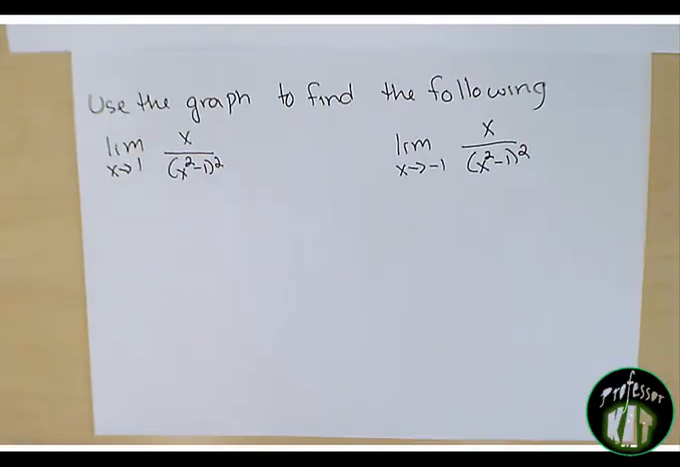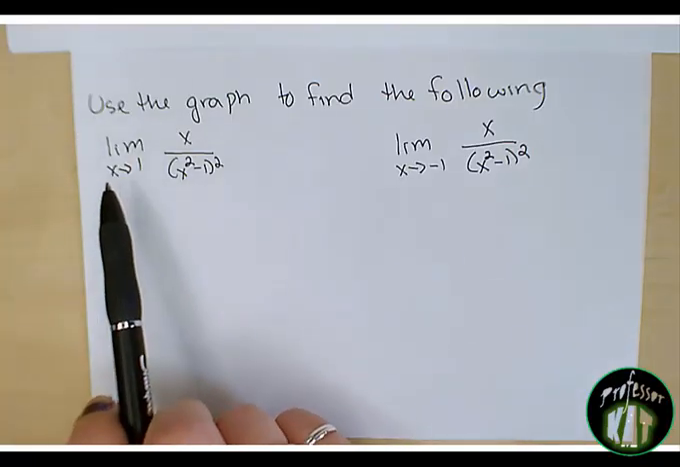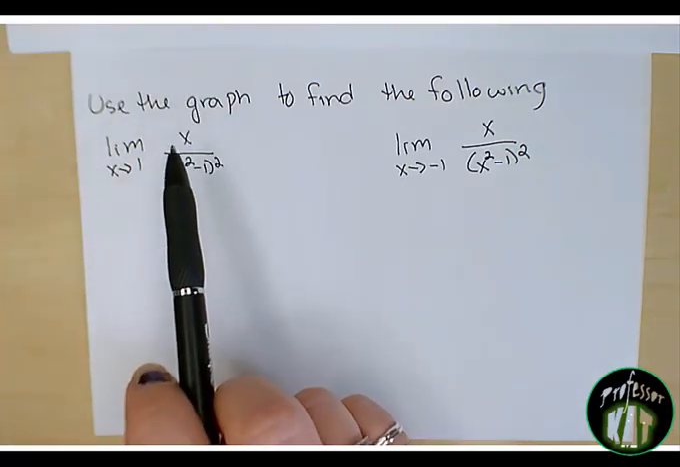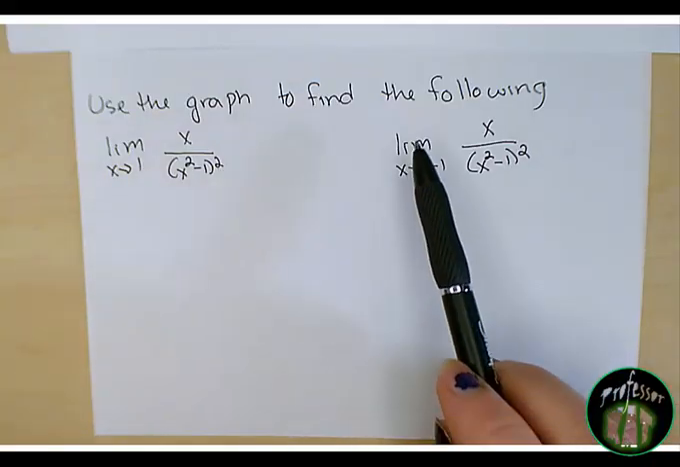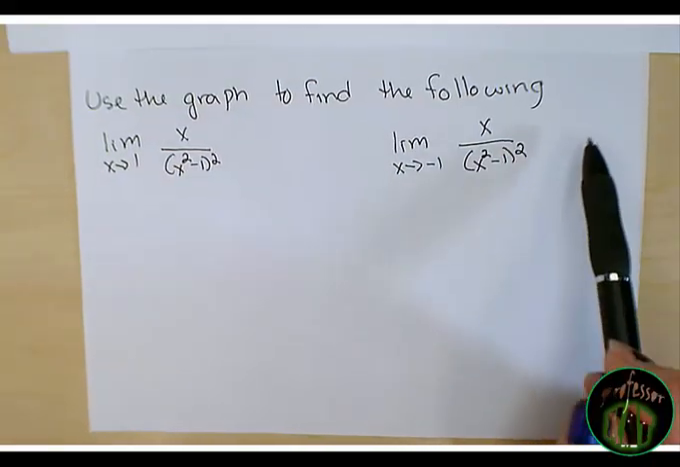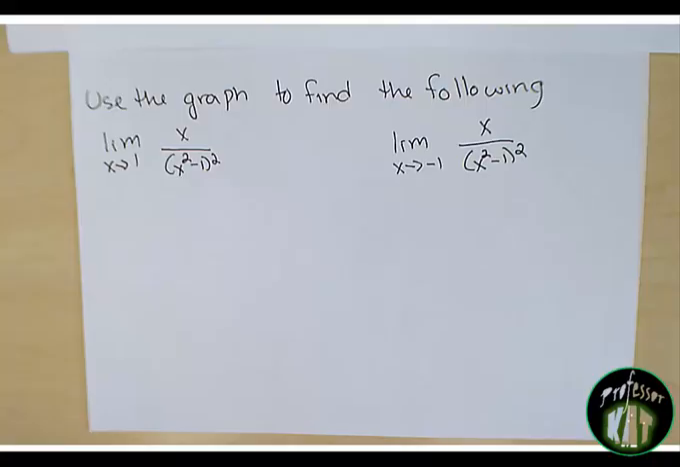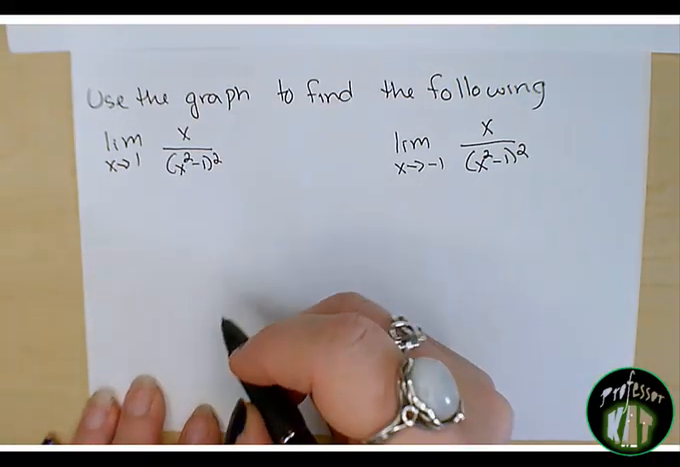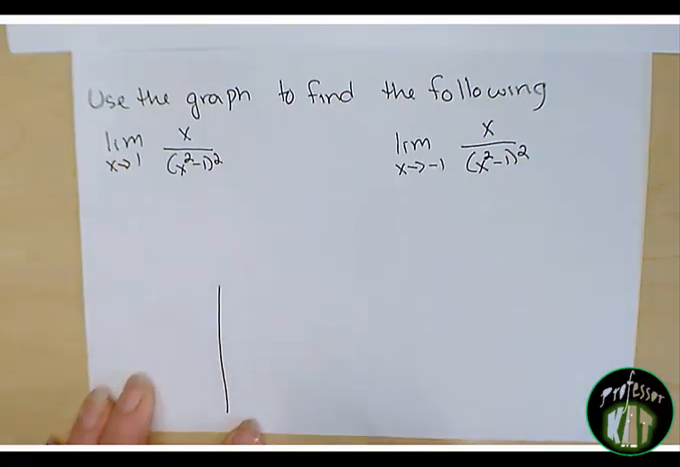Okay, so let's take a look at another example here. So let's use the graph to find the following. So we're going to find the limit as x approaches 1 of x over (x squared minus 1) squared, right? And then the limit as x approaches negative 1 of that same function. So for this problem, they want us to use the graph to help us find the limits. So that means that we want to be able to graph this thing, all right?